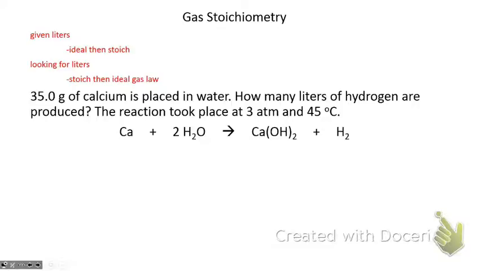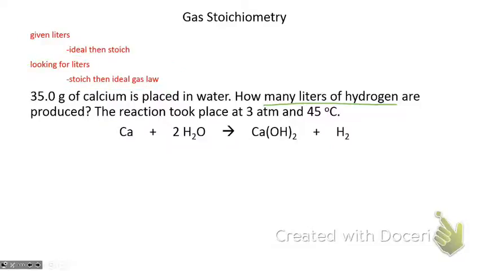When I read this problem, it clearly says how many liters of hydrogen. So I am asked to find liters. So this type of problem, I'm going to start with stoichiometry first, get an answer in moles, and then plug that answer into the ideal gas law to get volume in liters.